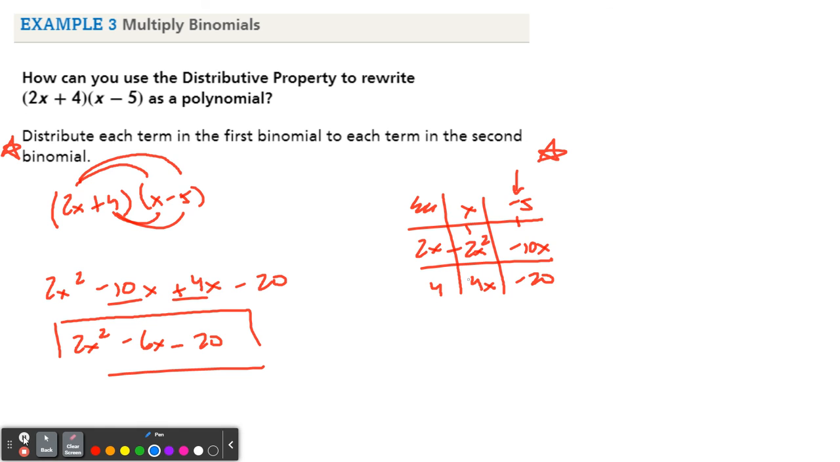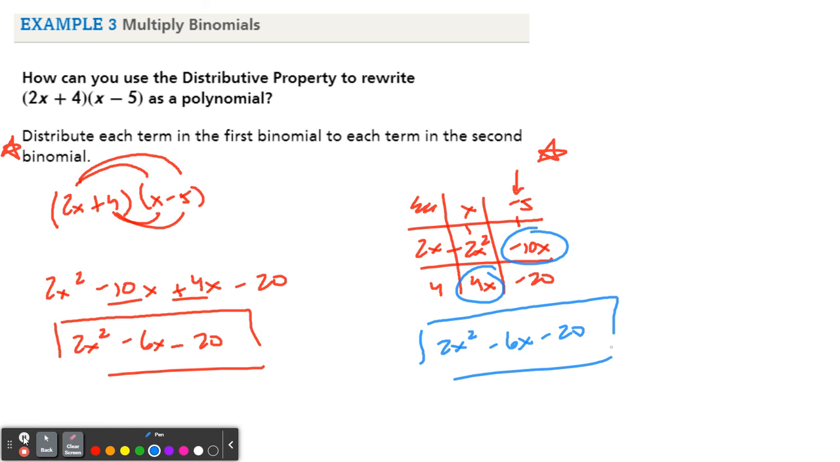And then in this table here, the only items that combine are the x terms. So your 2x squared gets written first. 4x and negative 10x is negative 6x. And then negative 20 comes down as well. So again, I don't care how you want to do your multiplication. No matter which way you do it, you should get the same answer.